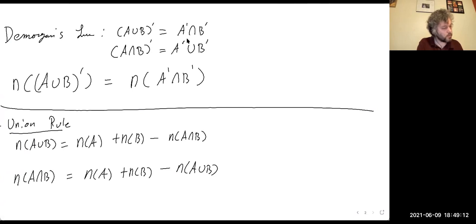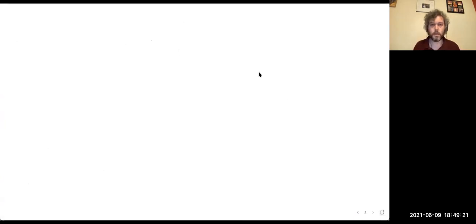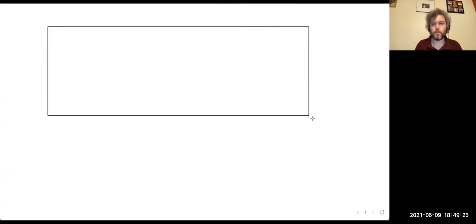Good. So I guess we could just come up with our own example. Let's come up with an easy example that we can demonstrate that this has to be true for all sets. Okay.